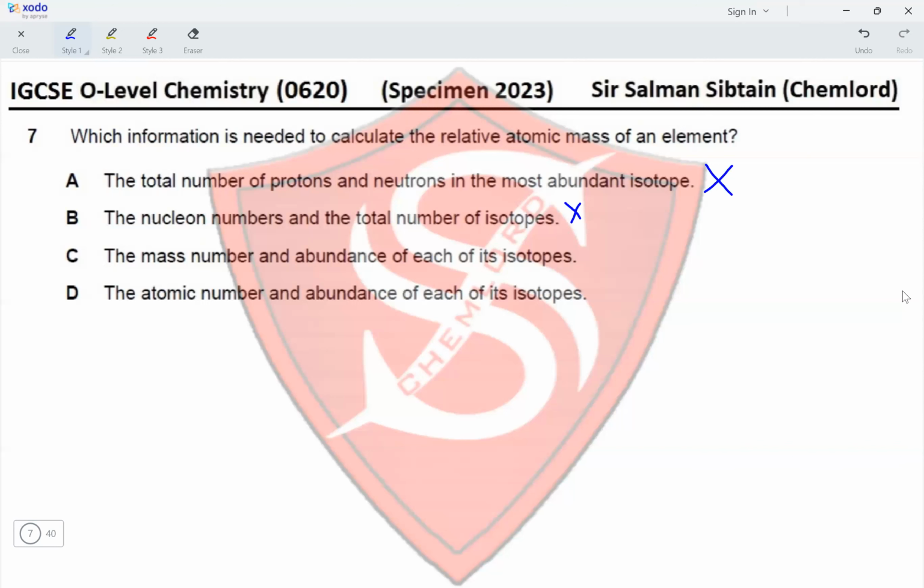Yes, the nucleon number would not give us the mass of the isotope. The mass number would give us the mass of the isotope. So this is what is required. And the atomic number and the abundance of each of its isotopes, no, atomic number will not help us. So we would need the mass number and the abundance of each isotope. That would help us calculate the relative atomic mass of an element. So option C is the correct option for this question.